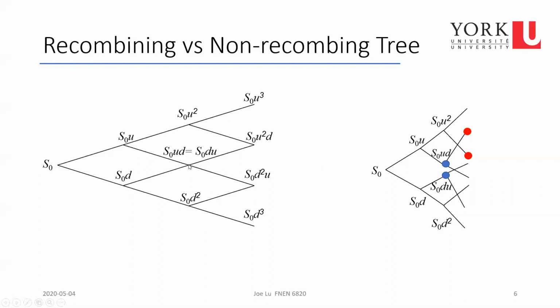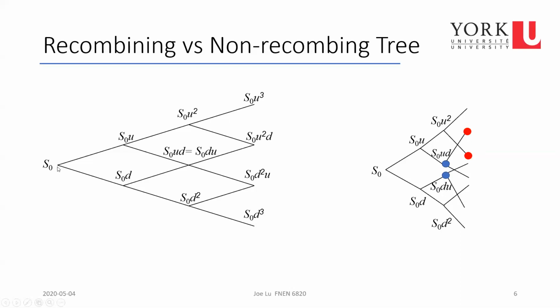If it gets to the same point, that means the information of whether it has gone up early or gone down first doesn't matter. You will still end up at the same point. But if history matters, then you'll end up at different points. Having two different points means that you have a non-recombining tree, and the number of nodes of the tree will increase exponentially.